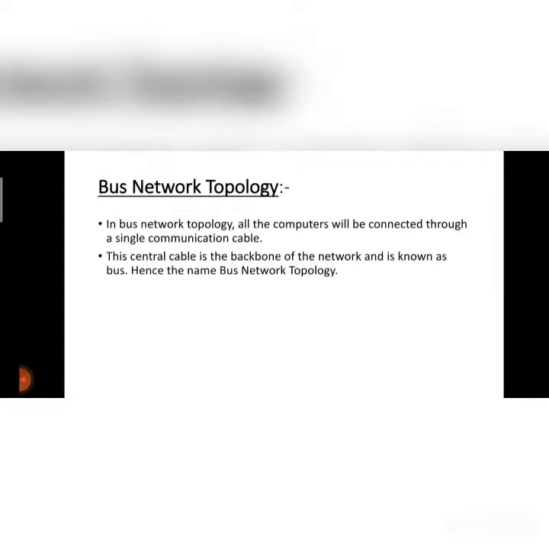Let us understand this with the help of a picture. So as we can see, all the computers are connected through this black straight line. Yes or no? This black straight line is called cable. Okay, communication cable. This communication cable is the backbone of the network and it is called as bus. Hence we can call this network topology as bus network topology.